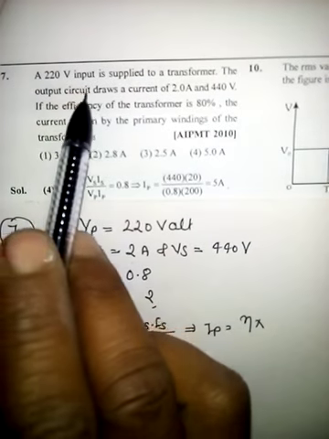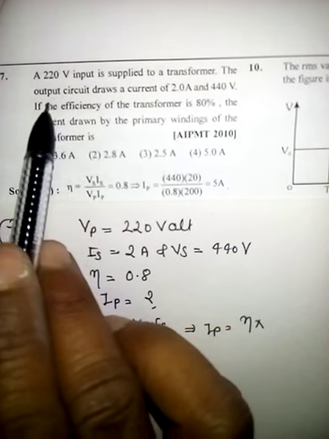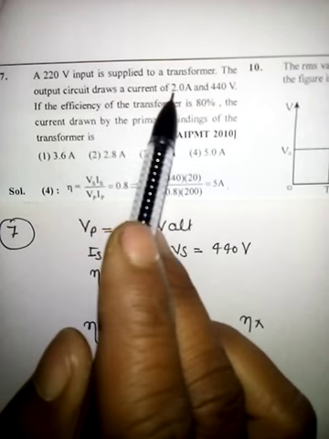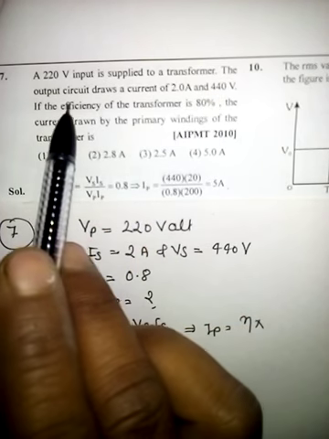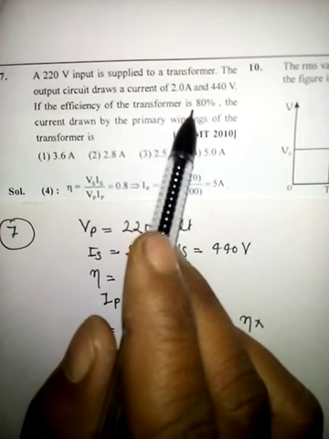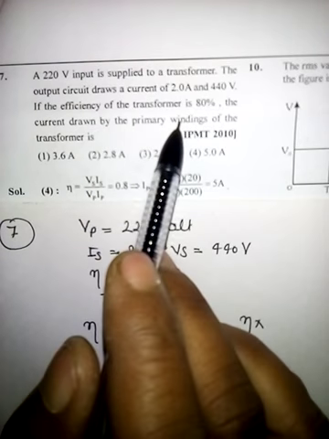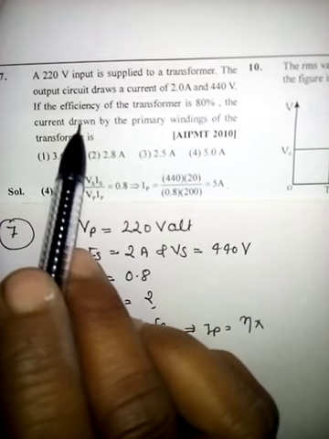A 220 volt input is supplied to a transformer. The output circuit draws a current of 2 ampere and 440 volt. If the efficiency of the transformer is 80%, the current drawn by the primary winding of the transformer is.